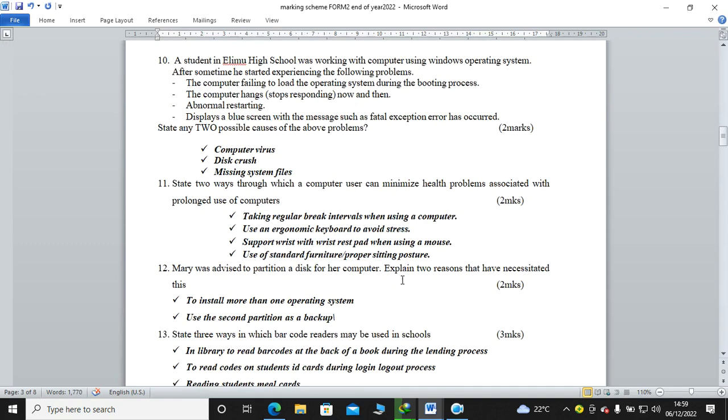Then we have question number 11. State 2 ways through which a computer user can minimize health problems associated with the prolonged use of computer. Number one is taking regular break intervals when using a computer. Don't just use a computer throughout. You need to take breaks so that your eyes can have different focal points.